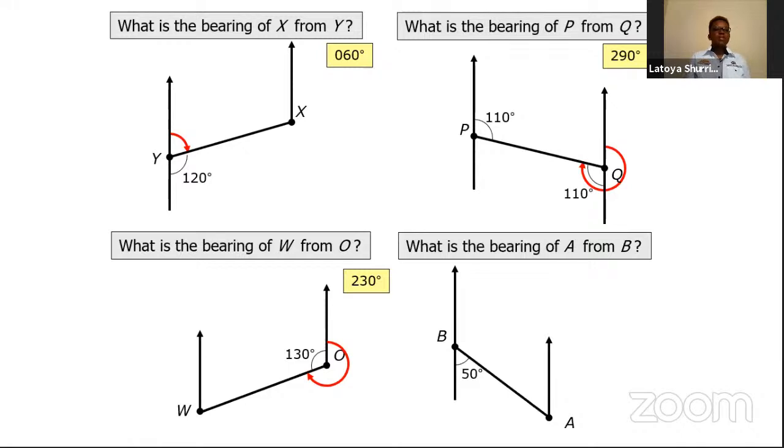All right, what is the bearing of A from B now? So you can see the importance of being able to identify where you're starting from, where you're going, and using the information that you have to help you. We know that a complete turn is 360 degrees. We know this.